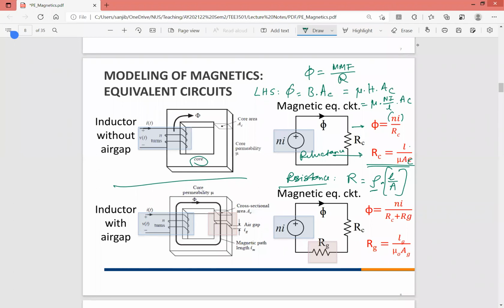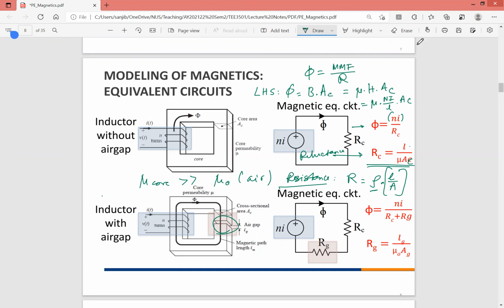Now, in practice, what will happen is that the path may not be uniform. Like here, it was showing all uniform core material, right? But it may so happen that sometimes the core or the path of the magnetic flux is not uniform. There are cases, as we'll learn later, where we'll be putting an air gap. Now, air has a different mu compared to the mu of the core. In fact, the mu for the core will be much more than the mu of the air, which is also known as mu naught.